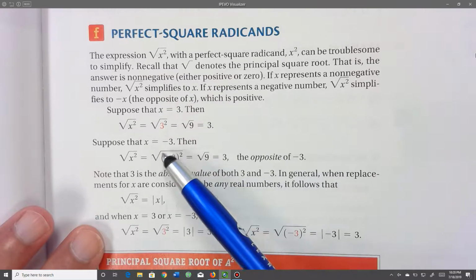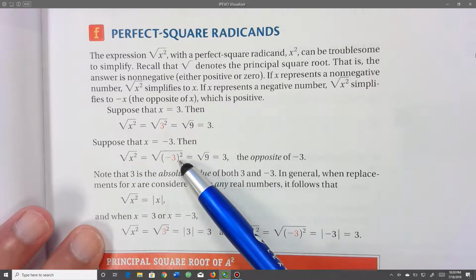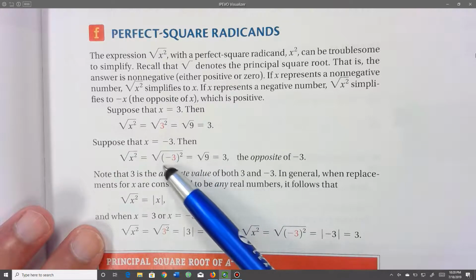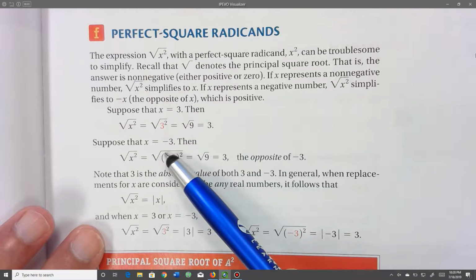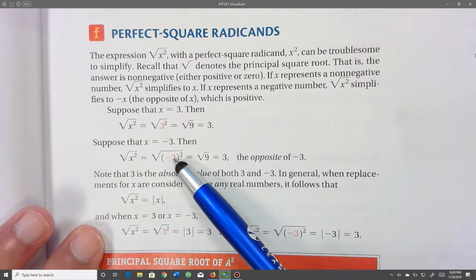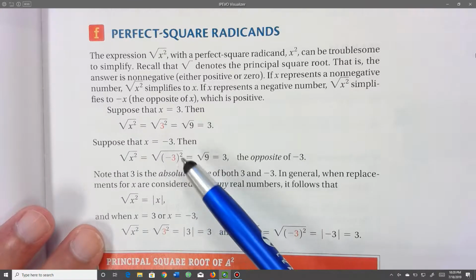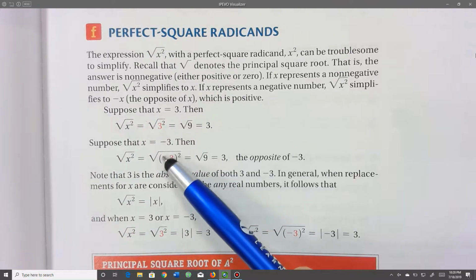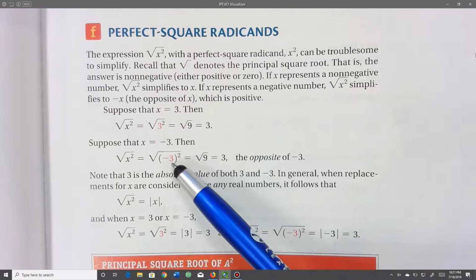Okay, just watch out for this parenthesis. That's the only thing I would add, because sometimes you should have those parentheses, but sometimes they don't include them, so that means the power of 2 is only affecting the 3, so then you are going to get a negative answer. Okay, so watch out for this parenthesis right here.